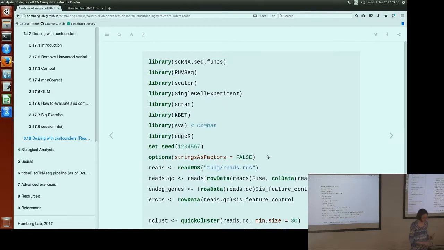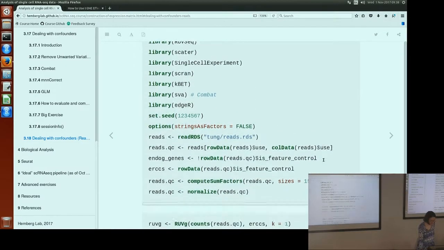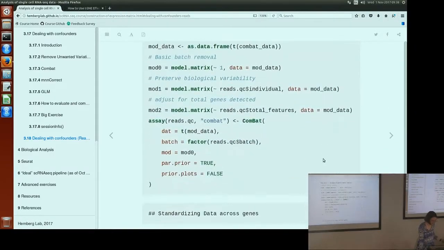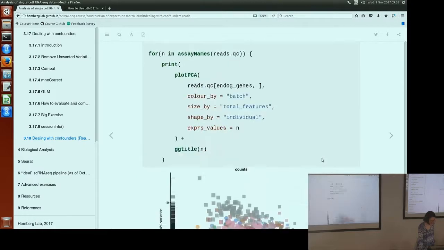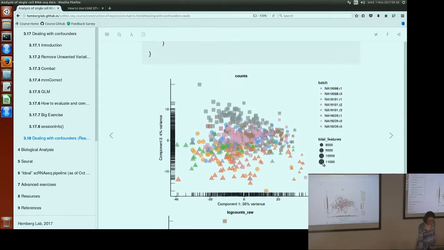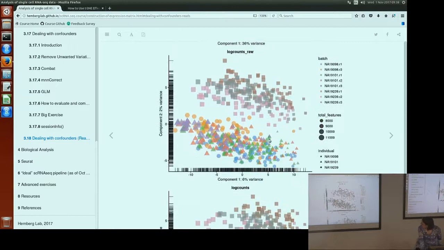Okay, we're going to start by quickly going through the reads exercise for dealing with confounders that I left for homework that you may or may not have done. Which is basically running the same analysis as we did before, only for the reads data. So I'm just going to go through the figures. For the reads, just the counts is extremely noisy and you really can't see anything in it.